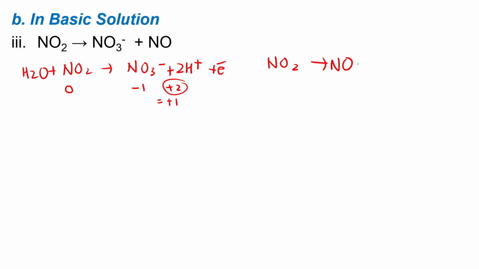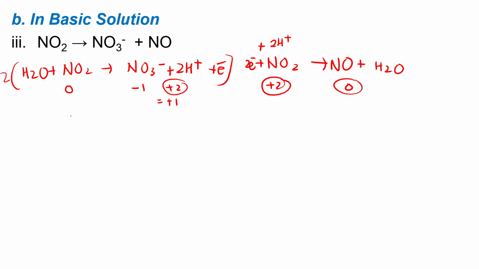1N, 2O, so we add H2O, 1 H2O, so we have 2O. So to balance for hydrogen, we add 2H plus. So check charge on your left hand side, positive 2. So this one is 0. So we add 2 electron on your left hand side. To total up this two half equation, we times first half equation by 2.